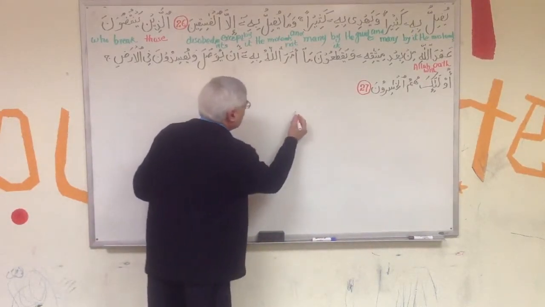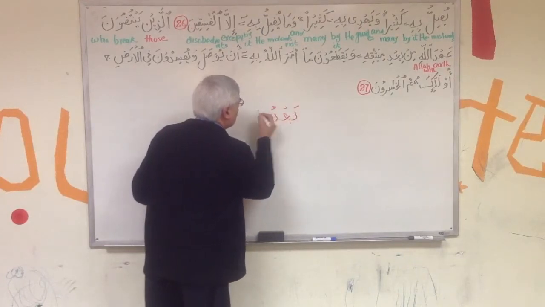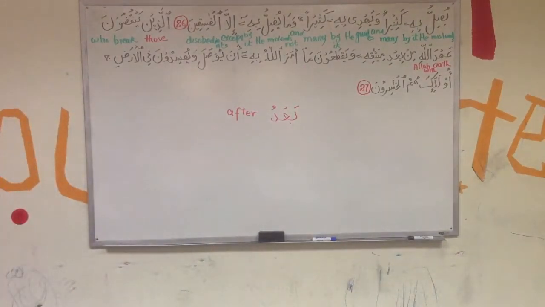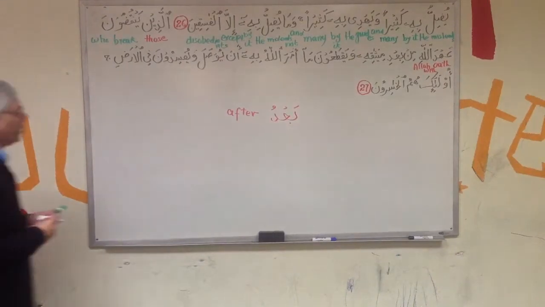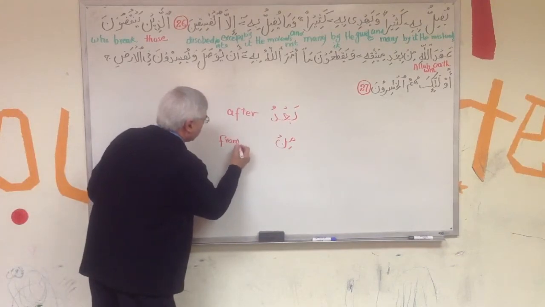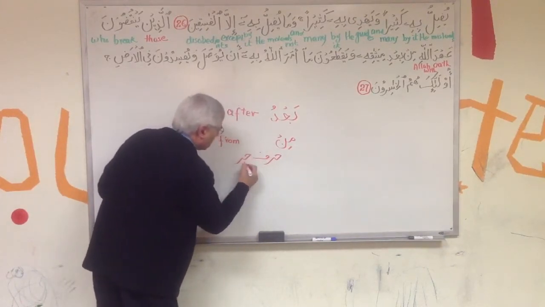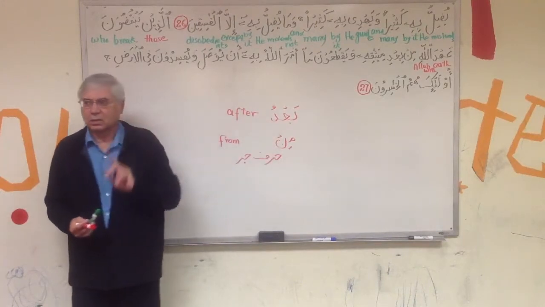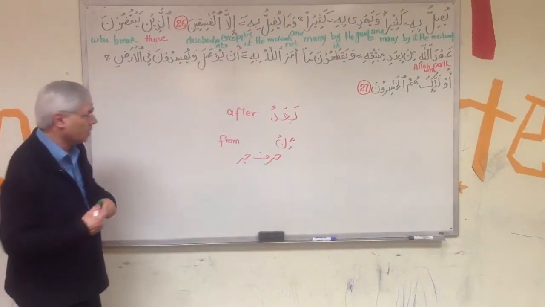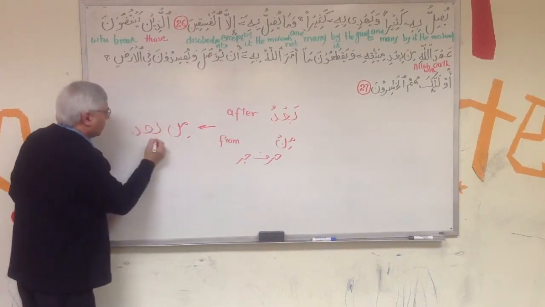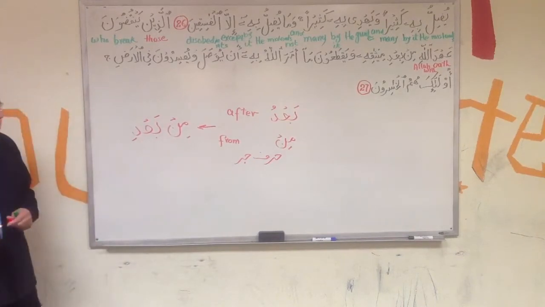The word ba'adu means after. And min means from, and this is a harf-e-jar, or a preposition. When any word comes after a harf-e-jar, it changes to a kasra. So this will become ba'adi, and the combination of these two words is min ba'adi. It means after that.